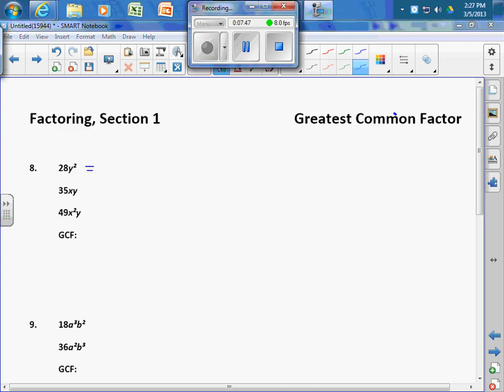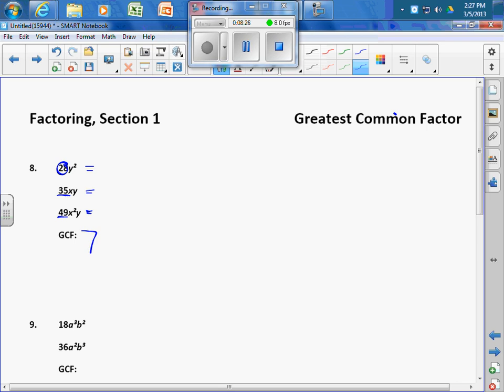All right, now we have these 3 terms, 28y squared, 35xy, and 49x squared y, and we want to find the GCF. Now we could go through and find all of the prime factors, but let's see if we can do this another way. 28 is the smallest number. Obviously, 28 is not going to go into 35. How about taking 28 and dividing it by 2? 28 divided by 2 is 14. Does that go into 35 and 49? No. 28 is not divisible by 3, so let's try dividing it by 4. 28 divided by 4 is 7. It goes into 35 and 49, so 7 would be your greatest common factor.